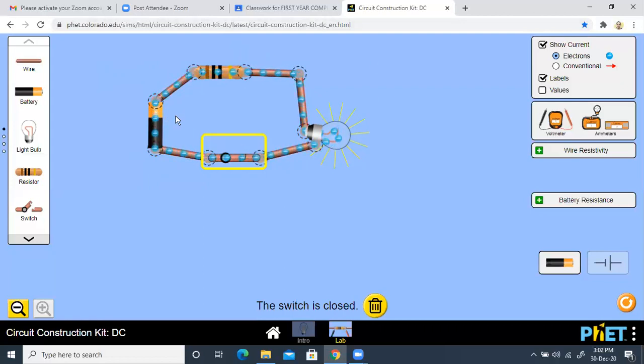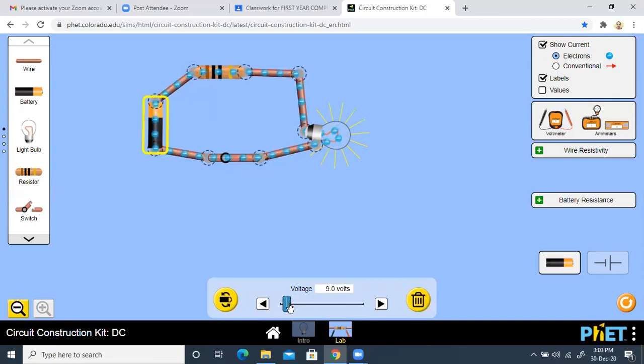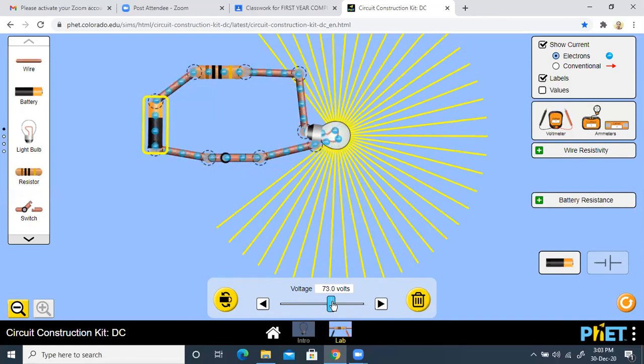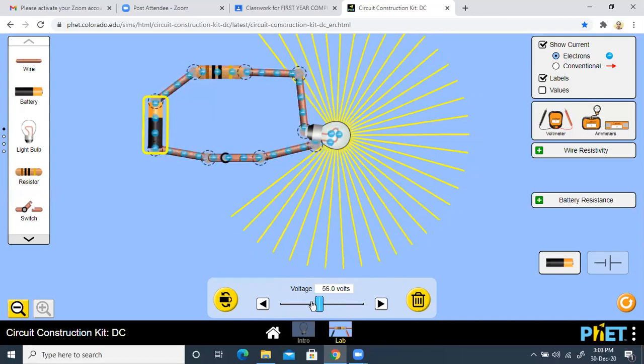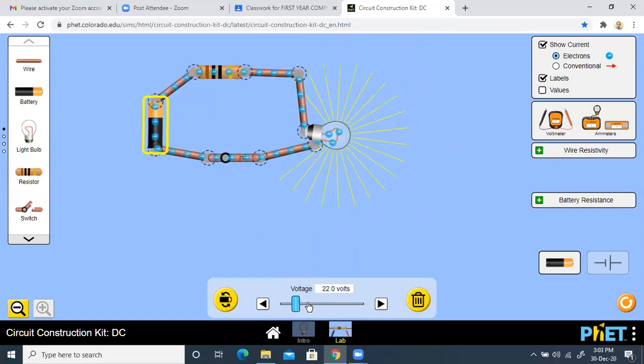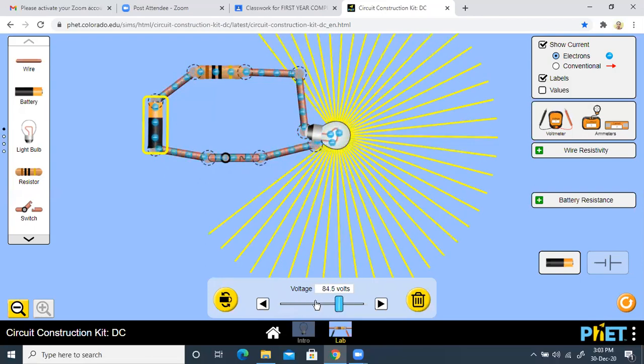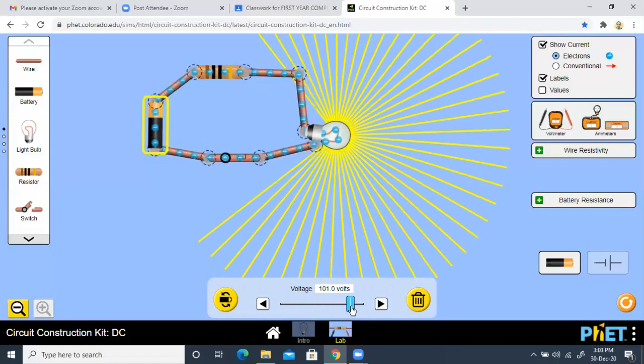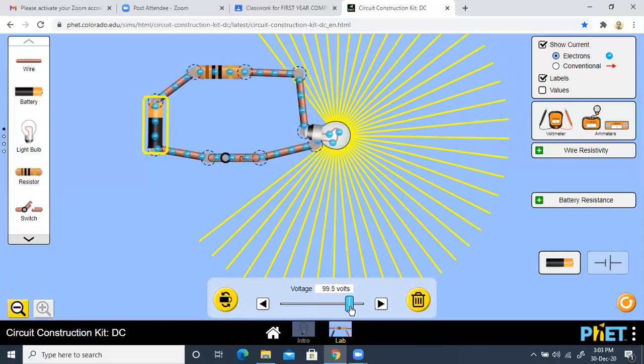Now if you observe this circuit, the blue color whatever you are observing is the movement of electrons. Suppose if I increase the voltage of this battery, we can see that the movement of electrons is increasing as I increase the voltage. And one more thing you can observe is the lamp illumination also is getting increased, or lamp intensity. And the movement of electrons is also fast when the voltage is high.